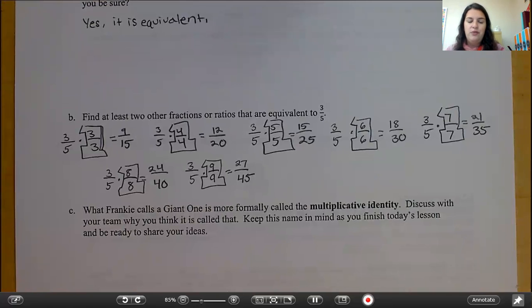Part C says, what Frankie calls a giant 1 is more formally called the multiplicative identity. Discuss with your team why you think it is called that. Keep this name in mind as you finish today's lesson and be ready to share your ideas. Go ahead and pause the video and answer.